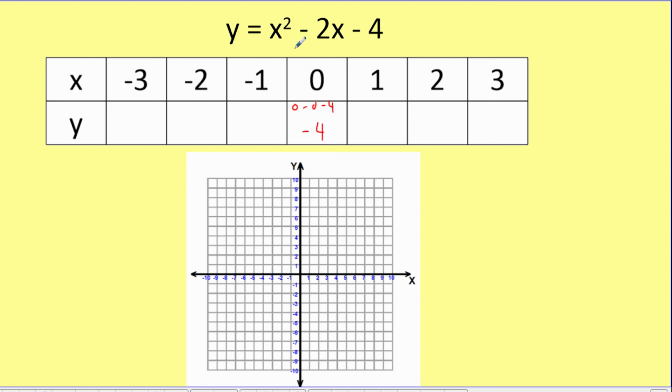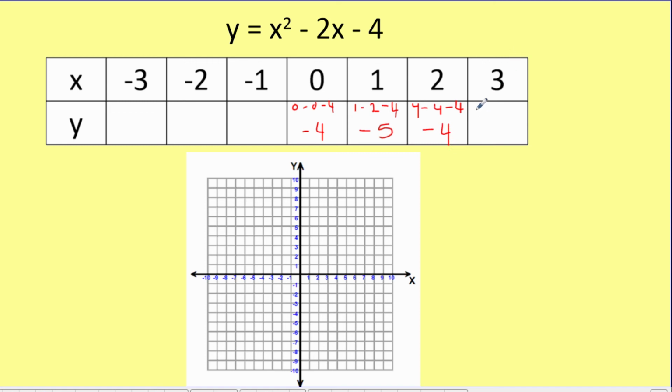Okay. 1 squared, 1. Minus 2 times 1, which is 2. Minus 4. 1, take away 2 is minus 1. Take away 4 is minus 5. Okay. 2 squared, 4. Take away 2 times 2, which is 4. Take away 4. So 4 take away 4 is nothing, 0. Take away 4 is minus 4.